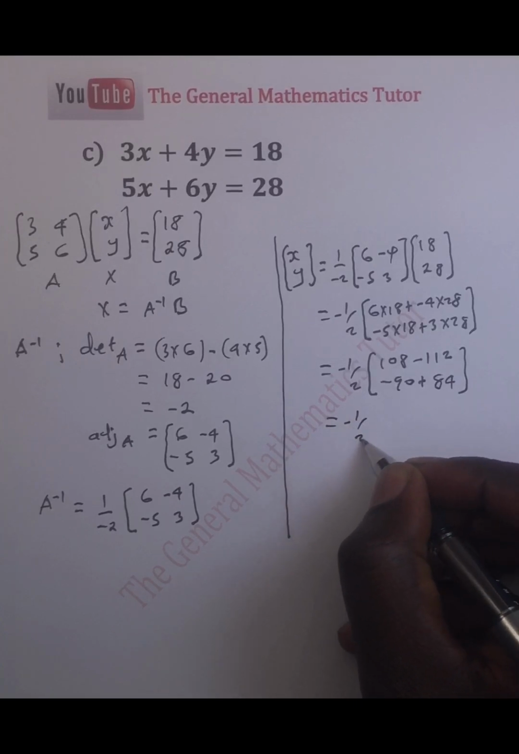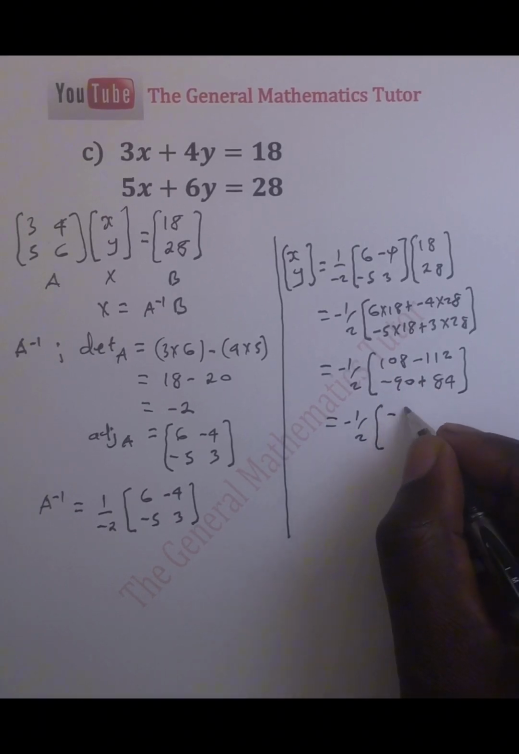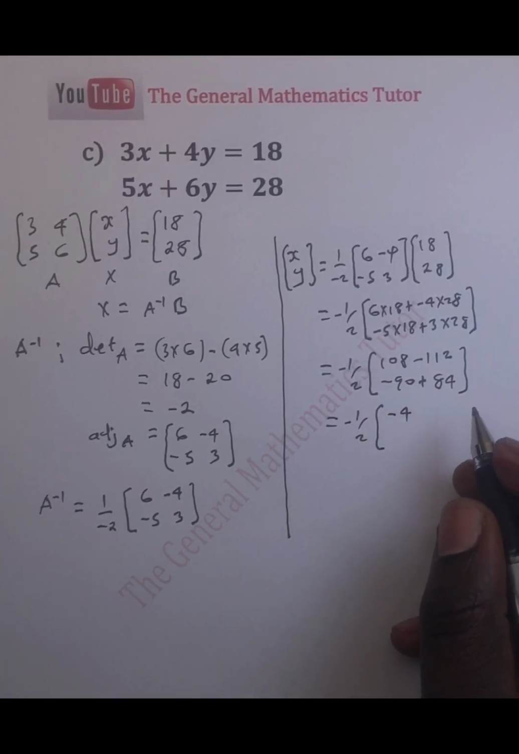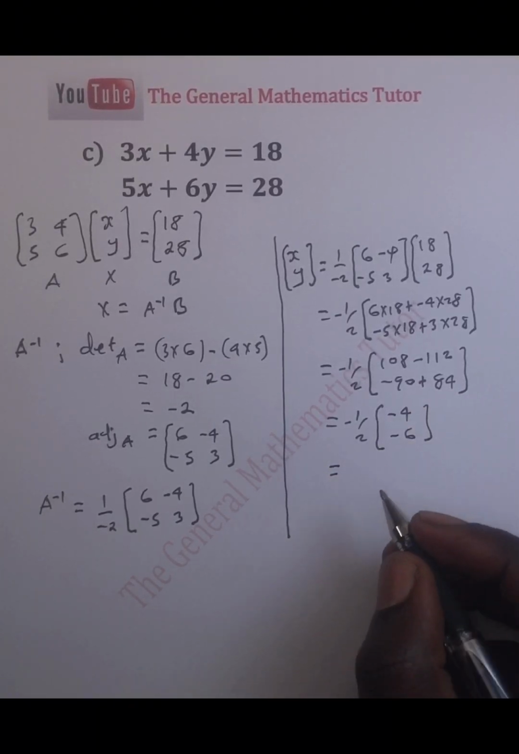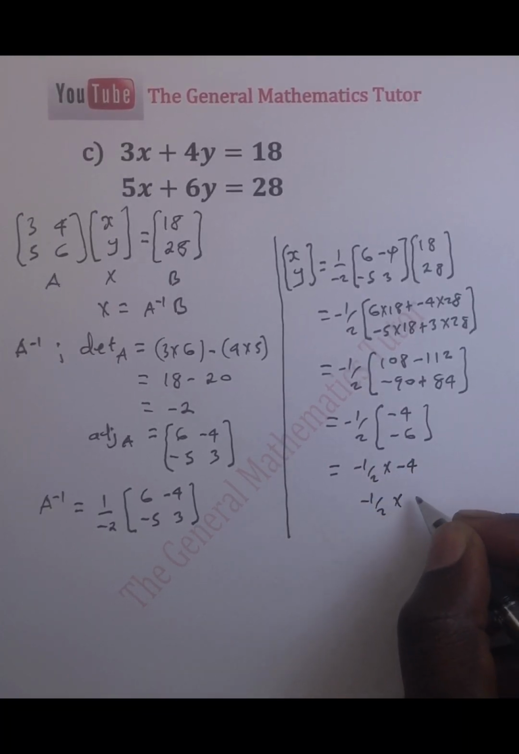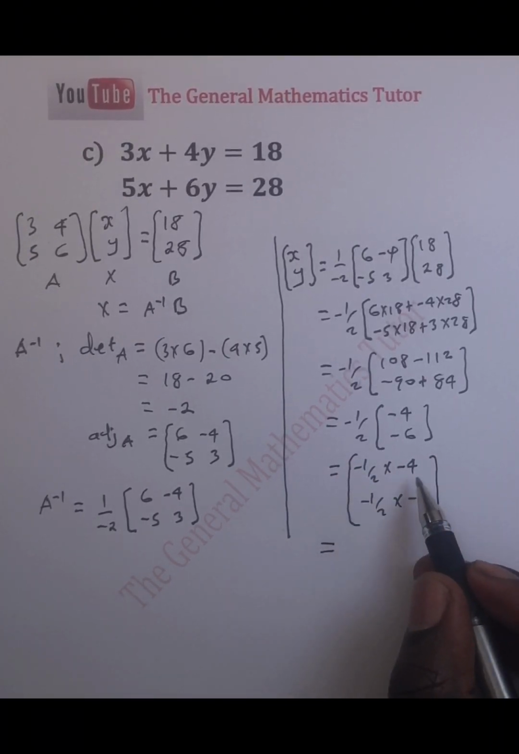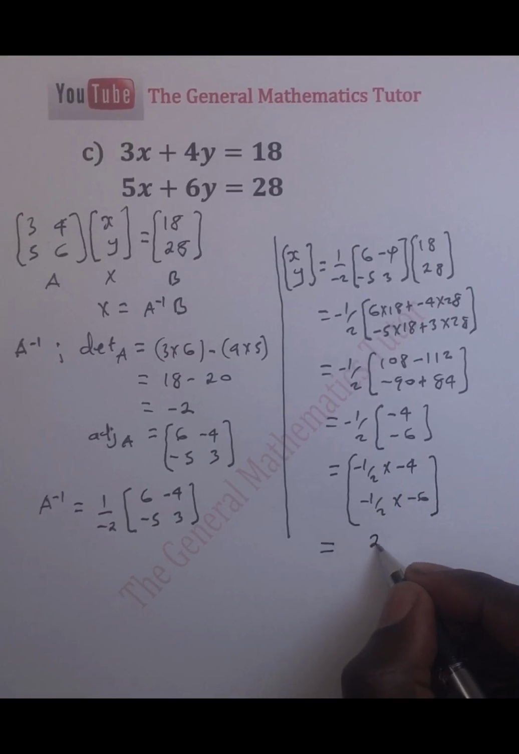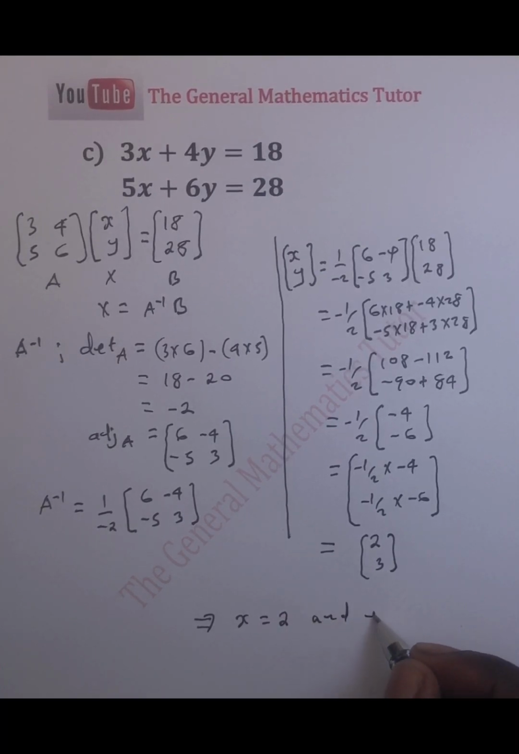So we simplify that further. So 108 minus 112 is the same as negative 4, and minus 90 plus 84 is the same as negative 6. So you can now multiply this matrix by this scalar. So we have negative half times negative 4 and negative half times negative 6. And remember, it is a matrix still. So the first part will be 2 and the second part will be 3. And remember, this was xy. So this implies that x is the same as 2 and y is equal to 3.